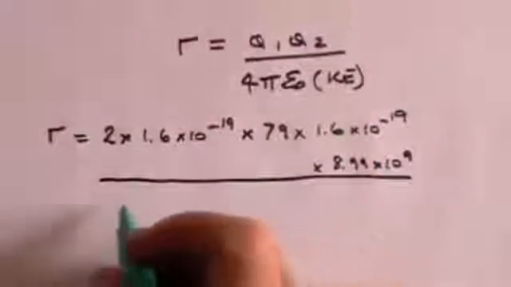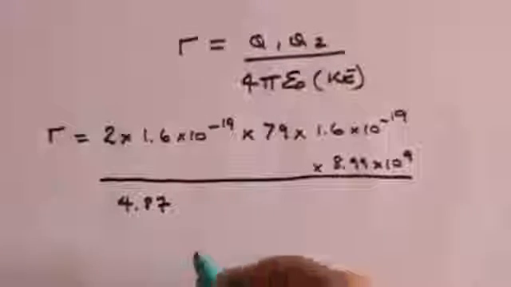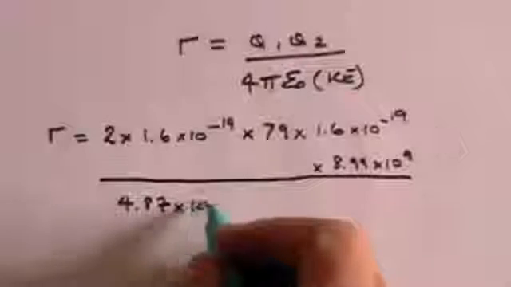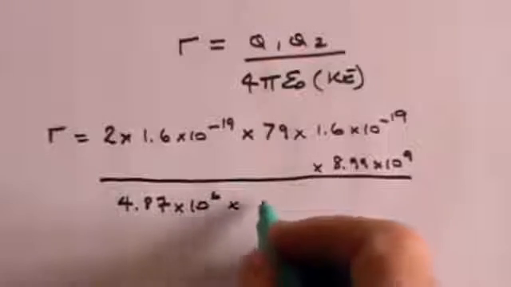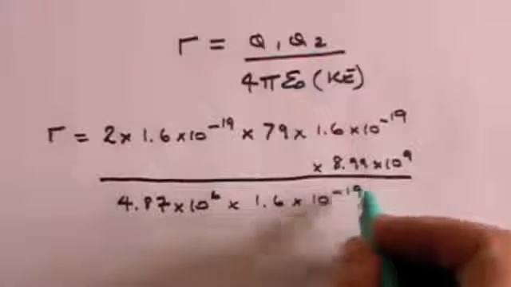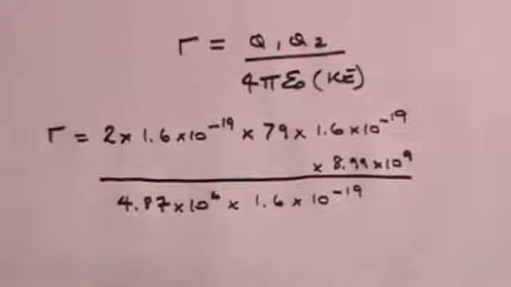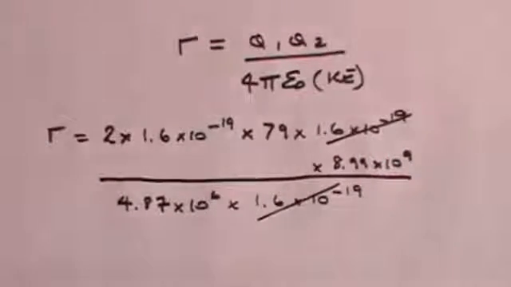Well, the kinetic energy, you remember, was 4.87 MeV. Well, to convert that to eV, you have to multiply by 10 to the 6, and to convert that into joules, you need to multiply by 1.6 times 10 to the minus 19. And you'll notice now that one of the 1.6 times 10 to the minus 19 terms cancels out.